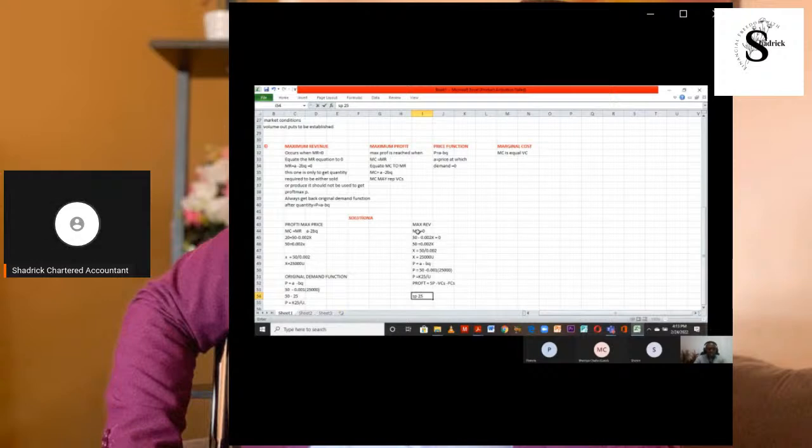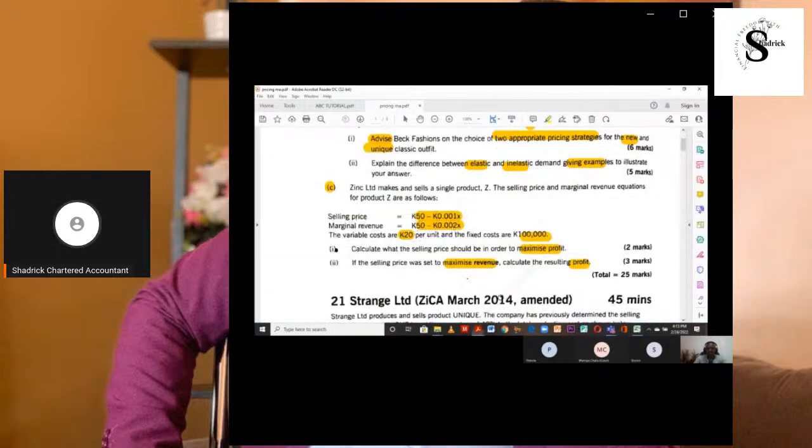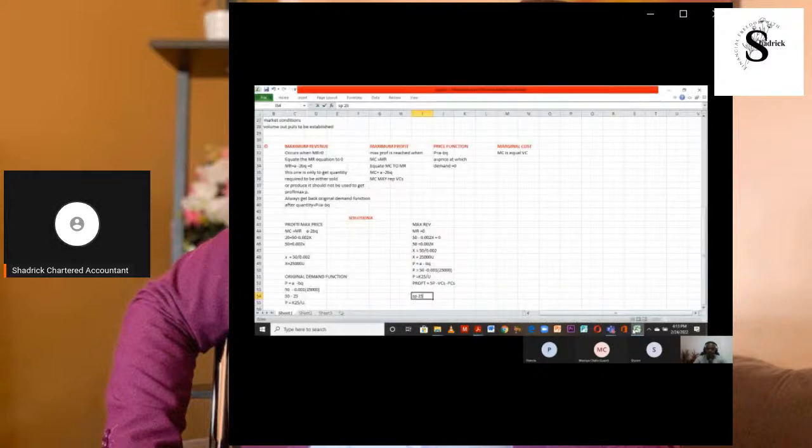But notice our fixed cost in the question has been given to us as a total, not as a unit, 100,000 fixed costs as a total, which means we're supposed to convert our price into the total. Then we convert our variable cost also into the total. So what do we do? Here, 25 will be multiplied by the quantity that we have worked out. Tell me, what is our new quantity?